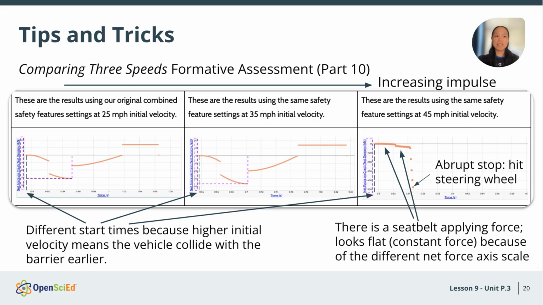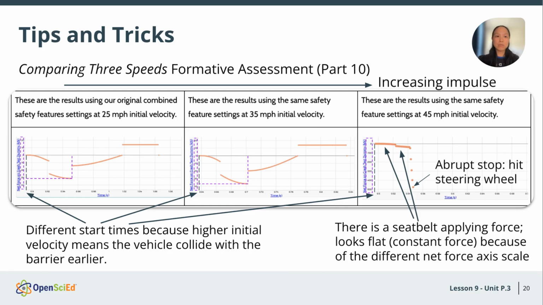In part 10 of the lesson, students complete a formative assessment where they analyze and interpret force versus time graphs for collisions where the seatbelt stiffness and airbag rigidity remain the same, but the vehicle's initial velocity changes. In addition to features of graphs like slope, shape, and pattern, I highlight to students that they must also pay attention to the axis. For example, are the scales the same when we compare across the graphs?